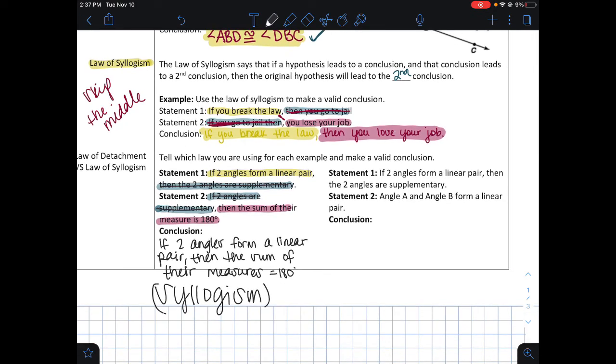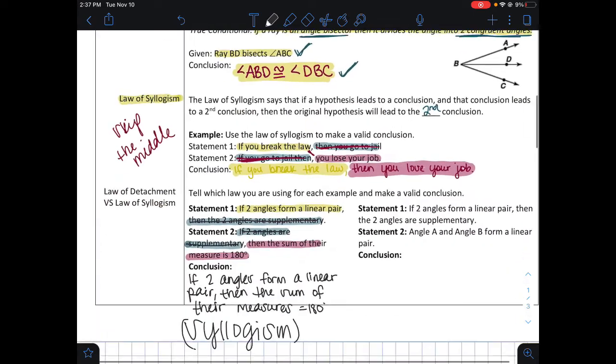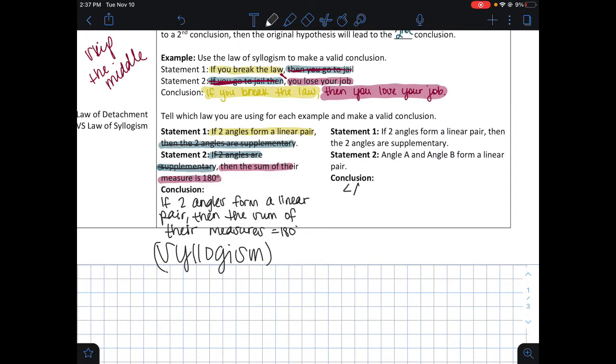All right, now we're on the second example. Statement 1: if two angles form a linear pair, then the two angles are supplementary. Angle A and angle B form a linear pair. Therefore, angle A and angle B are supplementary. Or you can just say the measure of angle A plus the measure of angle B equals 180. And this would be the law of detachment.